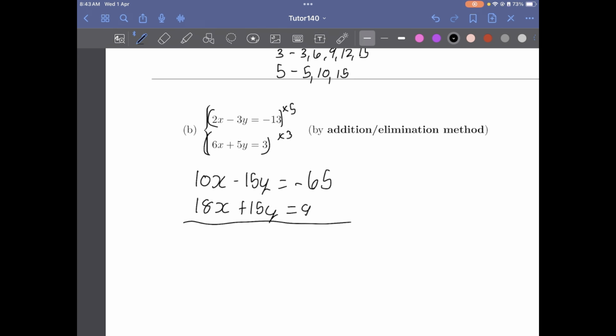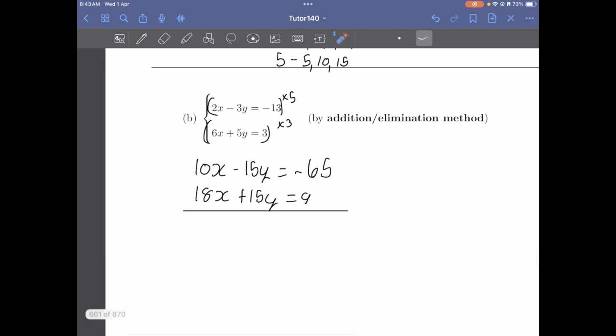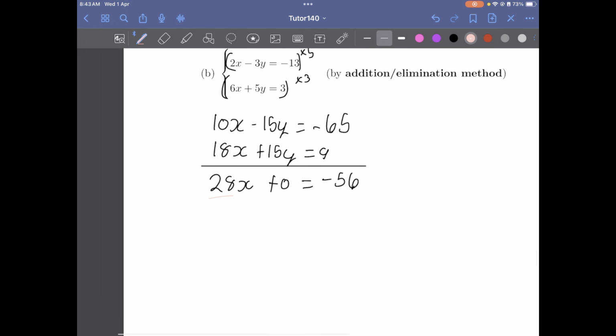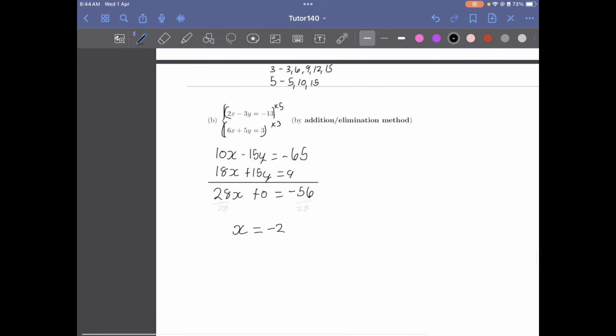Now we can add the 2, because you see when we add them, these two cancel out, because negative 15 plus 15 is just 0. So we have 28x plus 0 is equal to negative 65 plus 9, which is negative 56. Going to divide both sides by 28. So x is equal to negative 2. And you can just substitute this into any of the equations to find y.